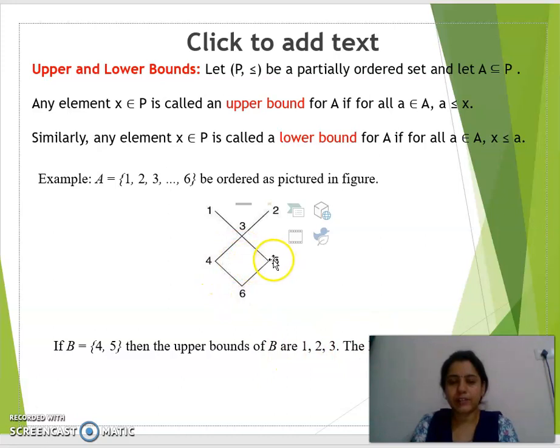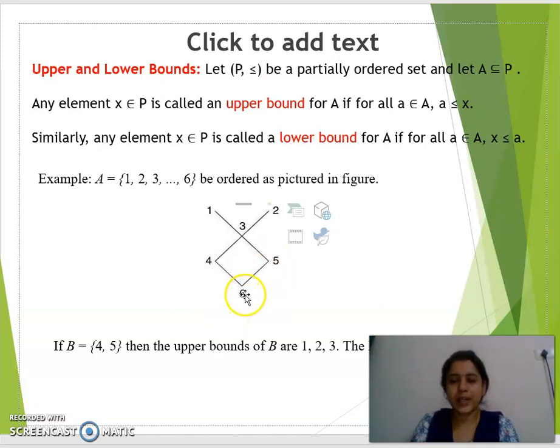For 4 and 5, the upper bound elements are 1, 2, 3. Why? Because 1, 2 and 3 are all related with the elements 4 and 5. And what is the lower bound of B? For the lower bound of 4 and 5, we always have to check the lower part. Here 6 is related with 4 and 6 is also related with 5. So 6 is the lower bound.